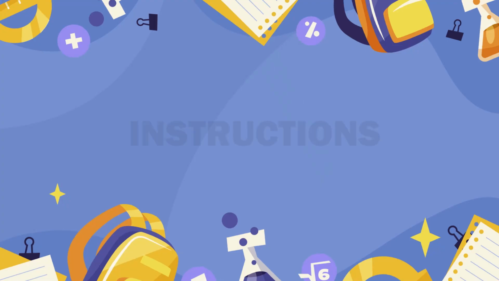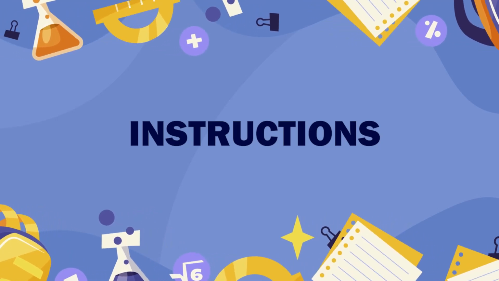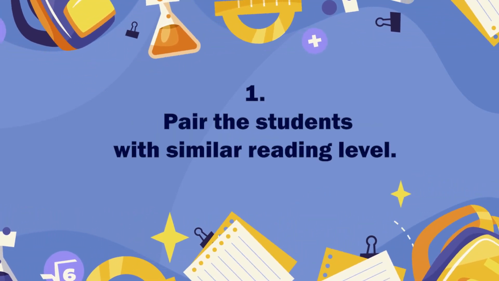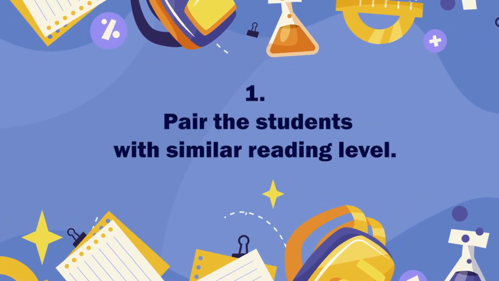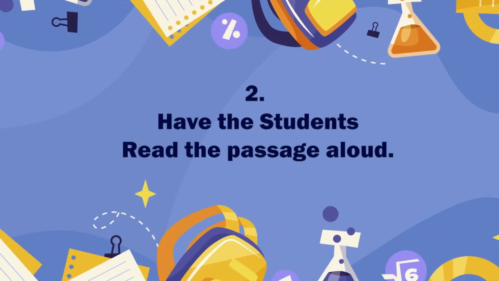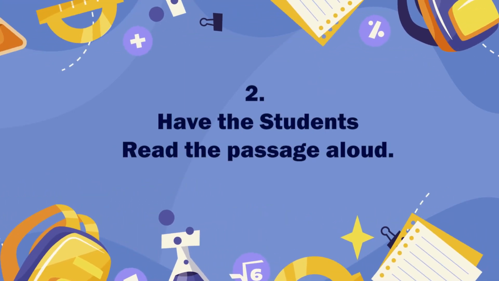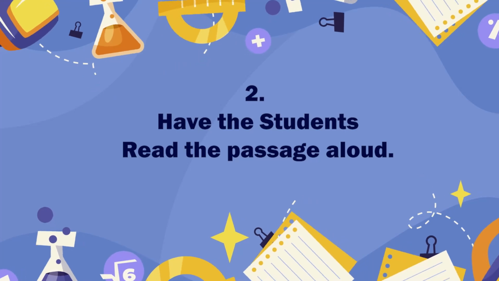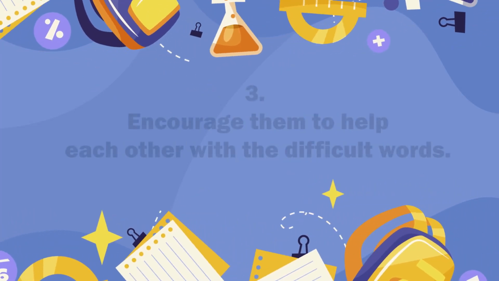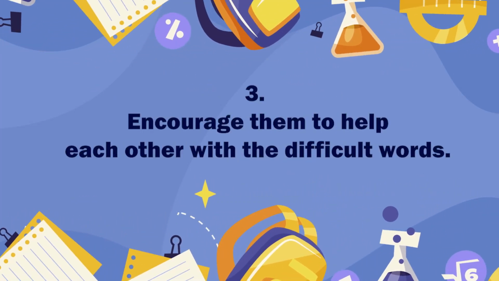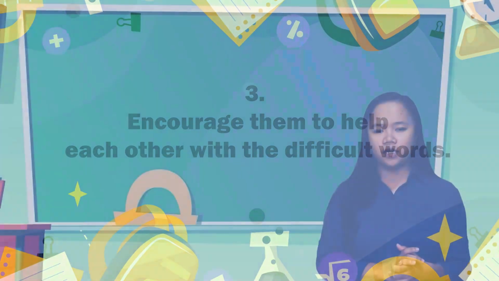And for the instructions, number 1, pair students with similar reading levels. Number 2, have them read the passage aloud, alternating sentences or paragraphs. And number 3, encourage them to help each other with difficult words.